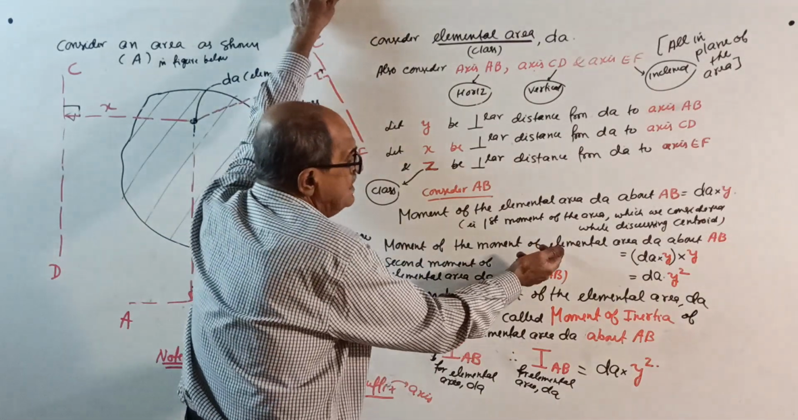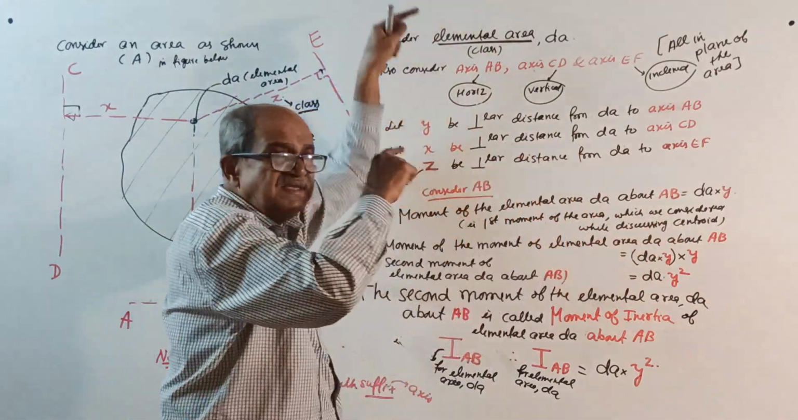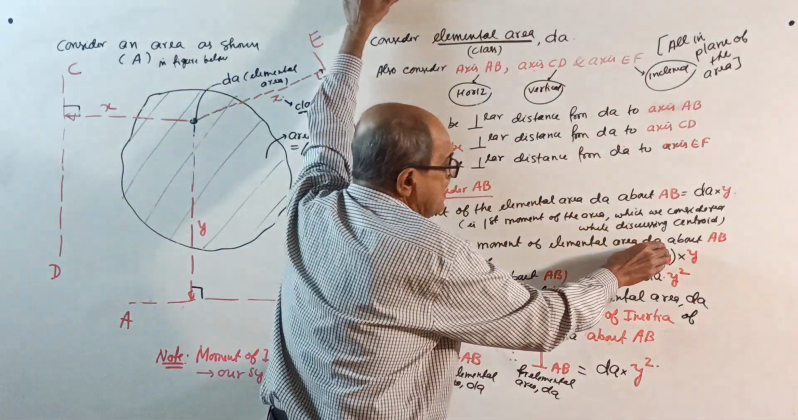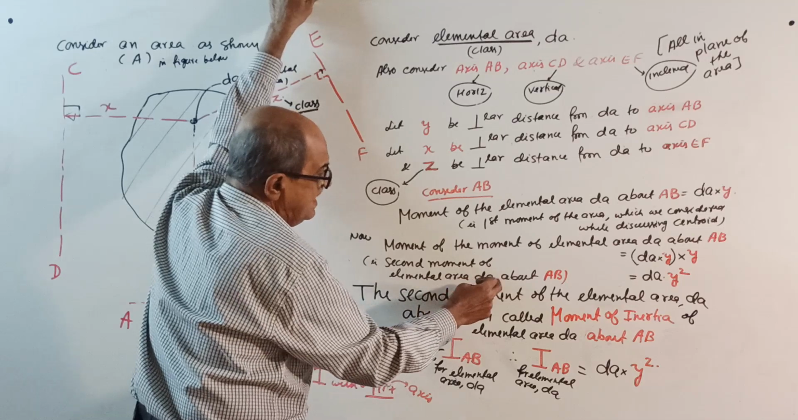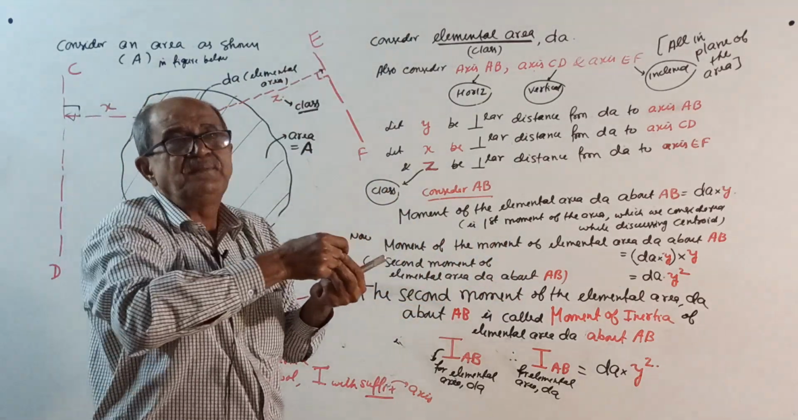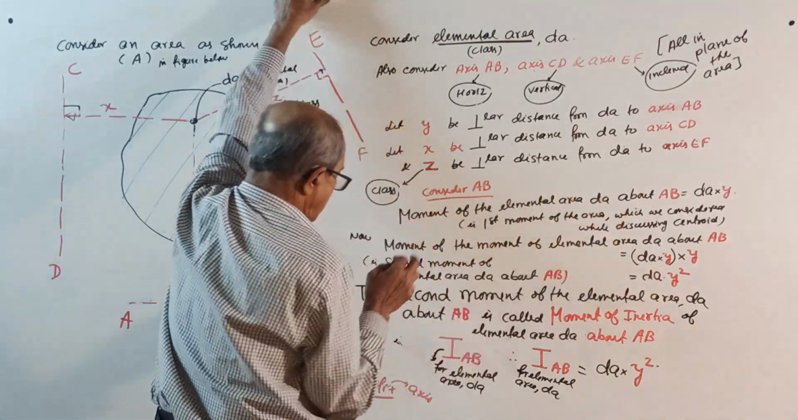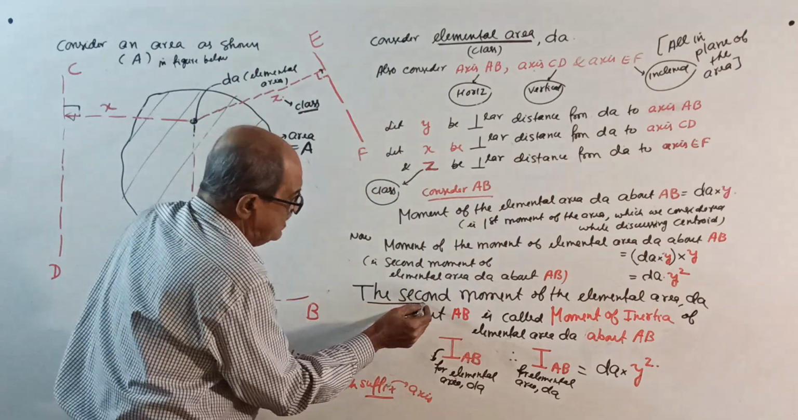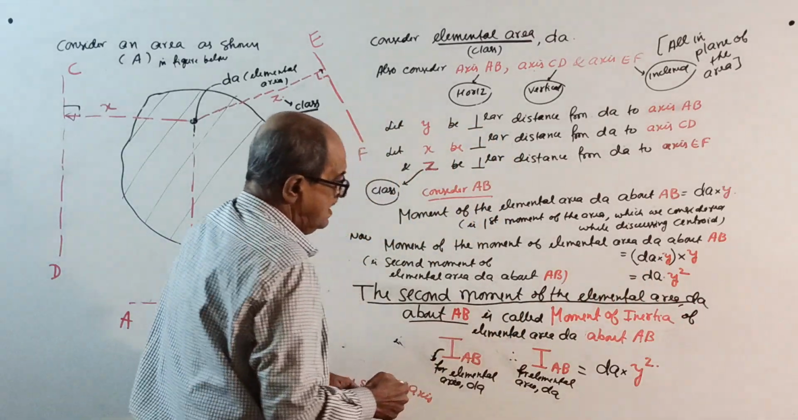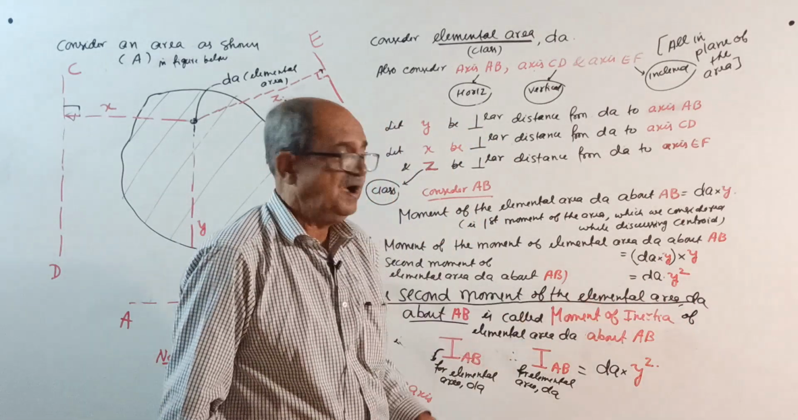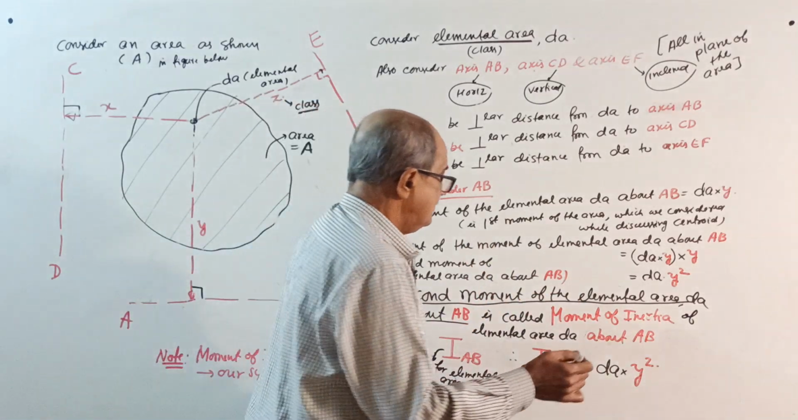So, moment of the moment means: dA into y is the moment. Once again, take moment of that: dA into y into y, that is dA into y square, the second moment of the elemental area dA about AB. dA into y is the first moment. Again into y, second time moment, gives dA into y square. Remember, the second moment of the elemental area dA about AB is called the moment of inertia of the elemental area dA about AB.